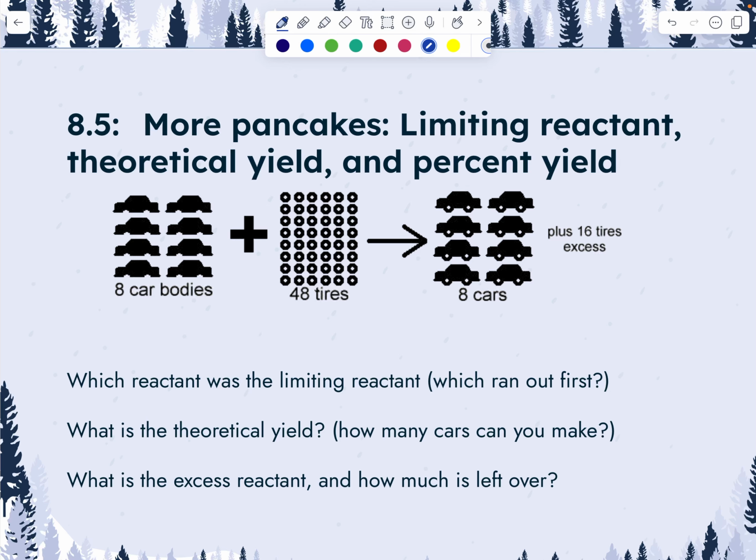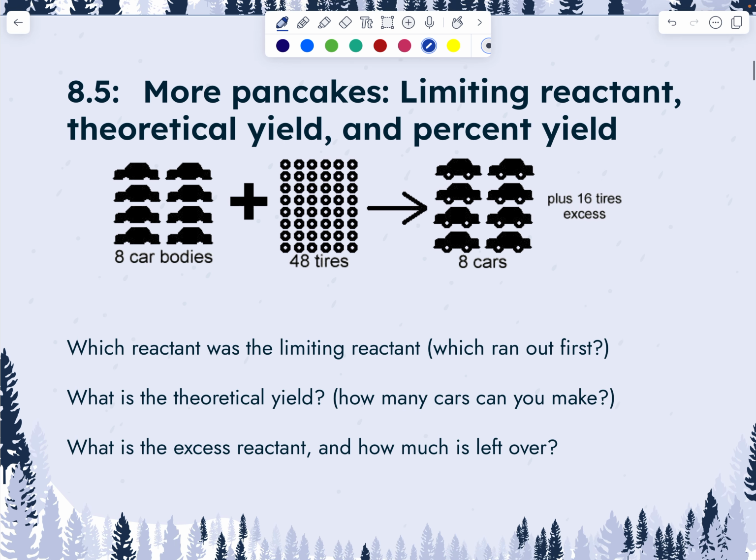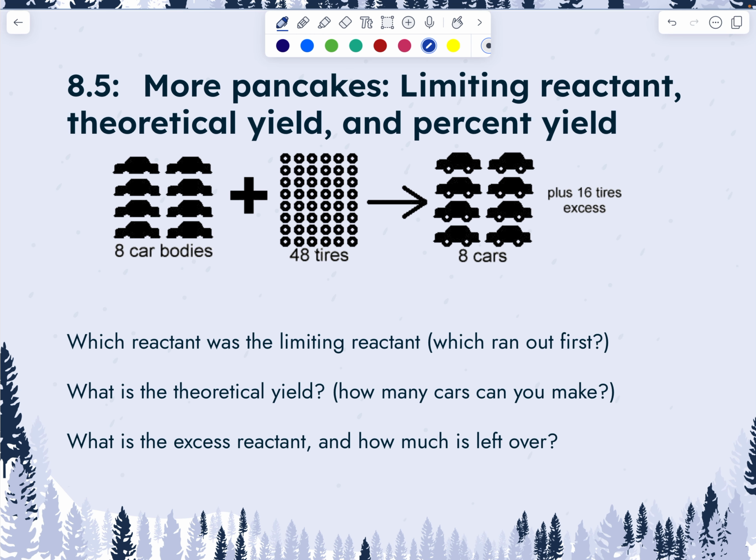Okay, here we are continuing to talk about limiting reactants, but this time instead of looking at it with a recipe for pancakes, we're just looking at it with pictures, and we're not moving into chemicals quite yet. These are like toy cars, right? So we can see in this picture that we have 8 car bodies and 48 tires. And with those ingredients, how many cars can you make?